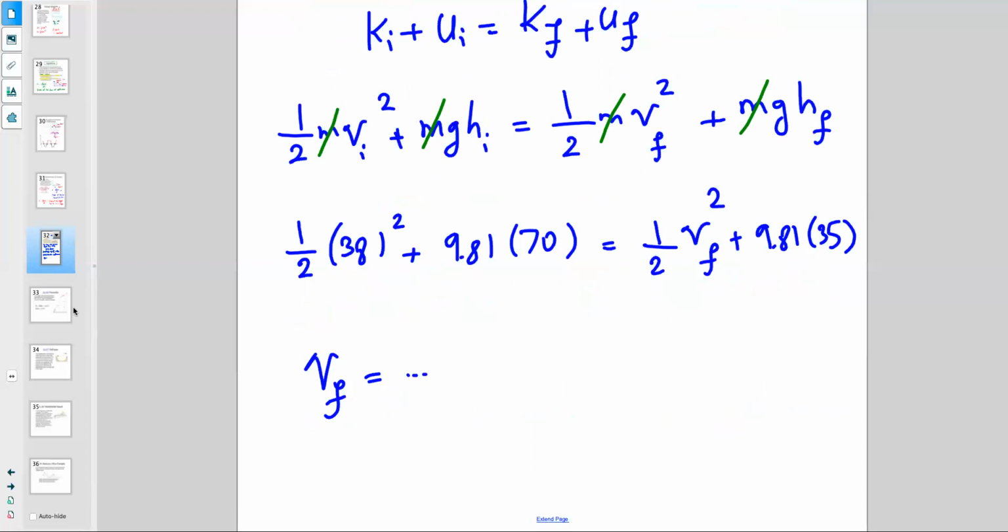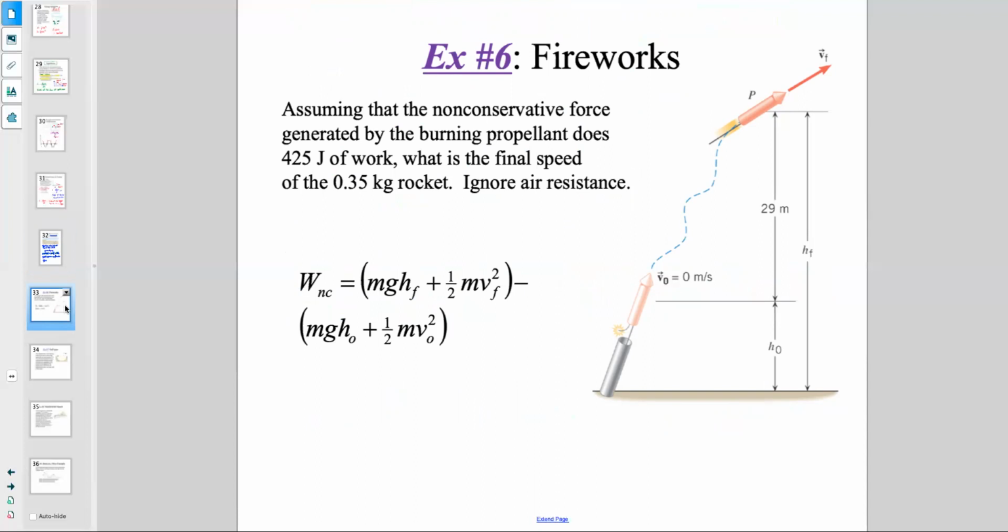So fireworks, another example here, and this time it's a very interesting and kind of important example, so I'm going to start here. Assuming that the non-conservative force generated by a burning propellant does 425 joules of work. So in other words, we have work done by a non-conservative force given to us, which is the rocket here, being 425 joules. What is the final speed of the 0.35 kilogram rocket? Ignore air resistance.